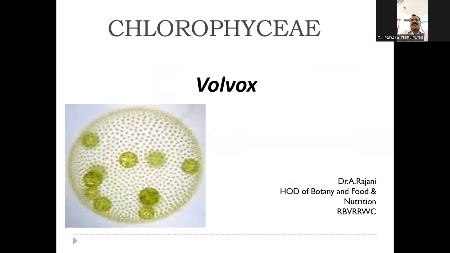Today's eminent personality, keynote speaker and resource person, Dr. A. Rajani Madam Garu, Assistant Professor, Head of the Department of Botany and Food and Nutrition, RBVRR Women's College Autonomous Hyderabad. Madam is going to explain one of the important topics in algae, that is Chlorophyceae. Madam, please start your session.